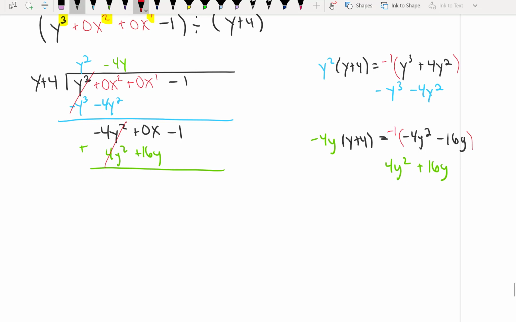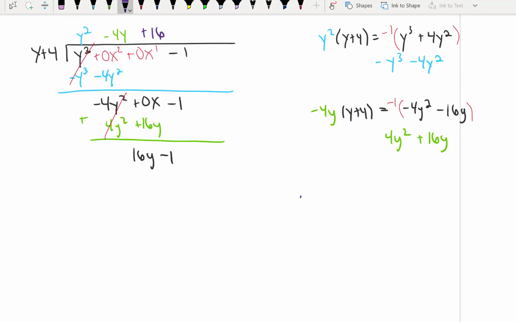So again, the first terms cancel. I'm left with a 16y minus 1. Now for that last term, I'm going to repeat my process. So I'm going to be dividing by a positive 16. So I have a 16 times my y plus 4. That's going to give me a 16y, and 16 times 4 is 64.